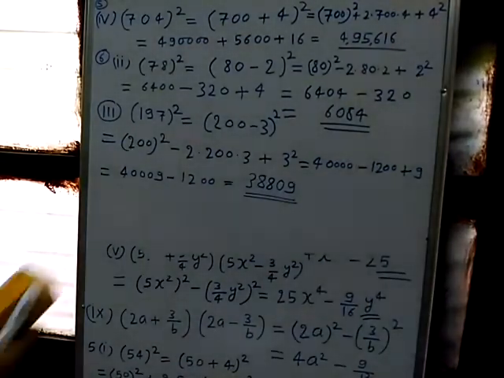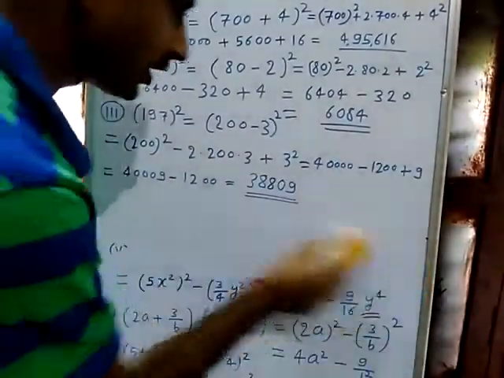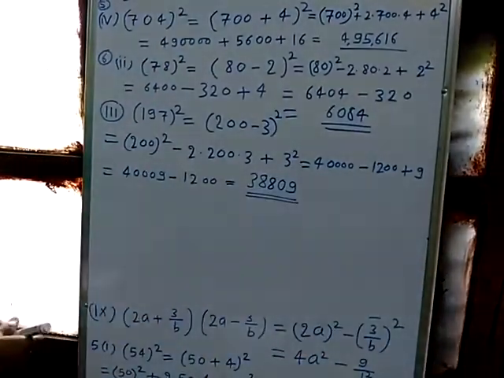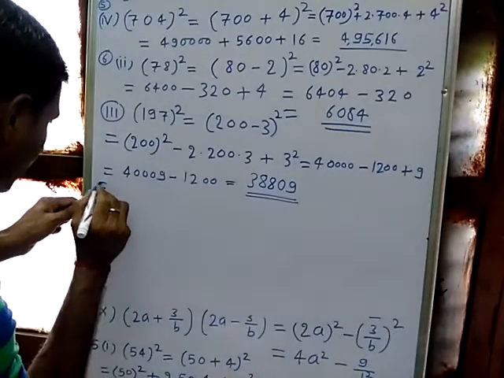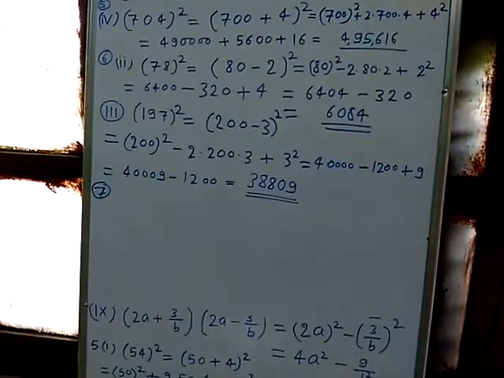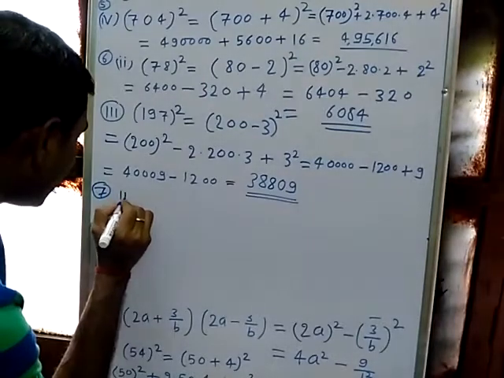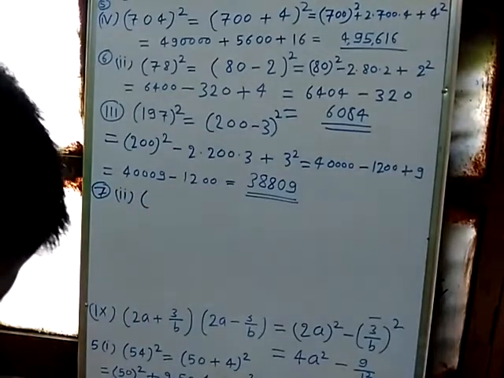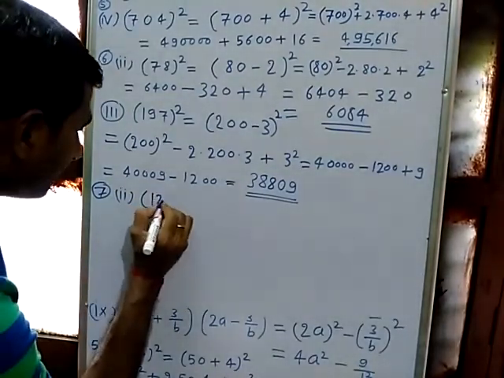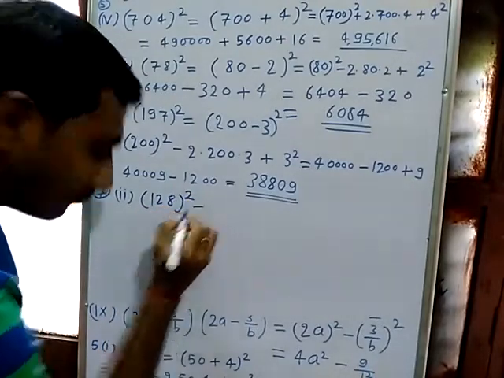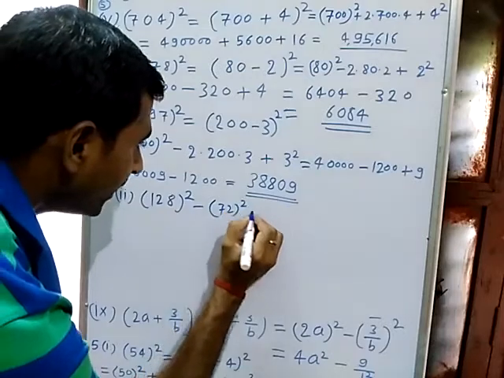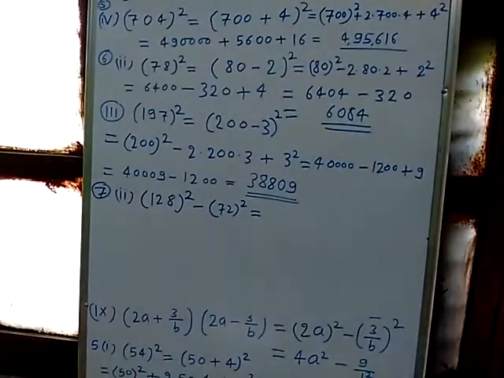Next, question number 7. I will explain the next question. Look in your book, question number 7 is given. Find the value of... its second part I am going to explain. It is given: evaluate or find the value of 128 square minus 72 the whole square. Easily, I hope you can solve. How many of you can solve? So many of you can solve.